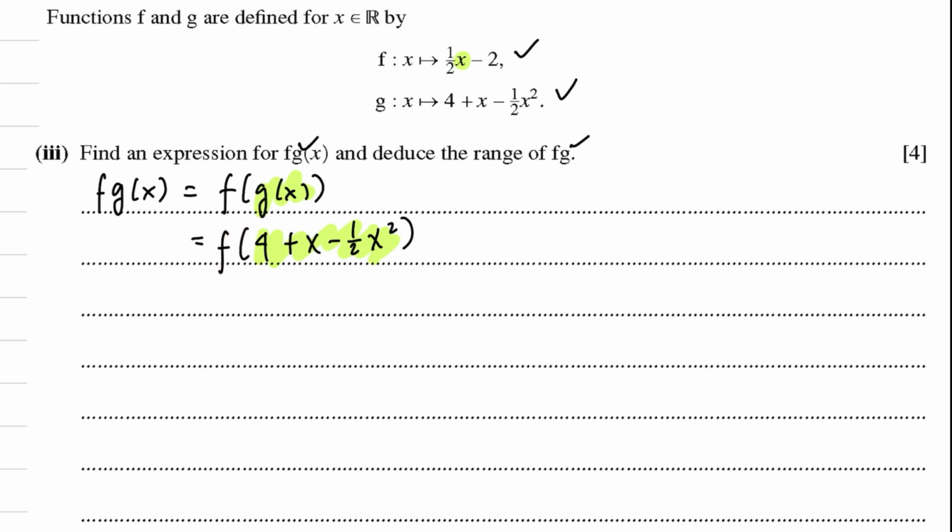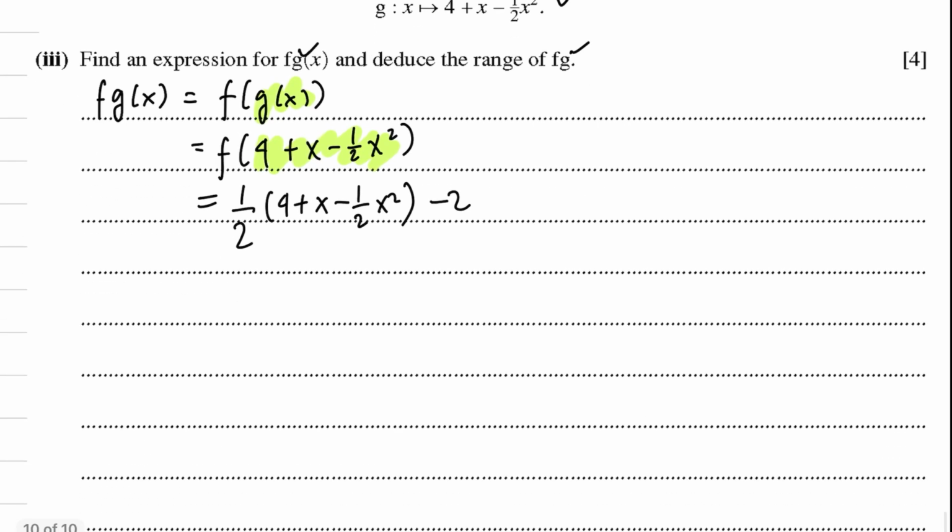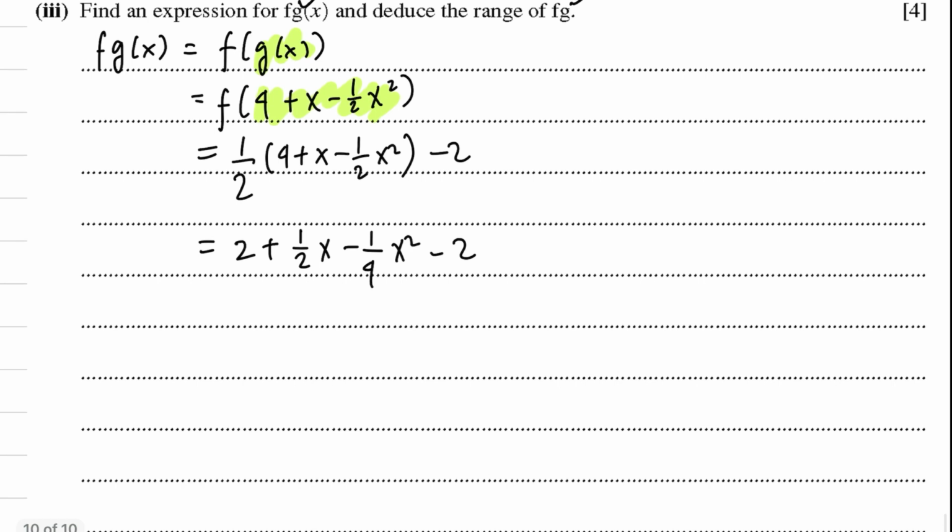because we put it into our function f. So you will get half, the x becomes this, minus 2 from here. And then we try to simplify, so we get 2 plus 1 over 2x minus 1 over 4x squared, minus the outside minus 2. So we cancel the 2, so we will get 1 over 2x minus 1 over 4x squared. So this is our fg(x).